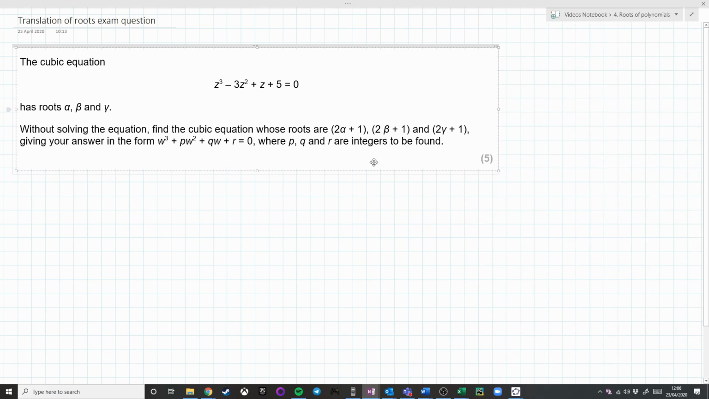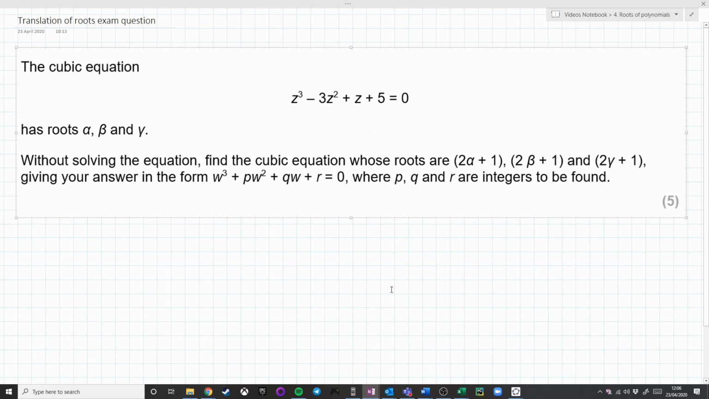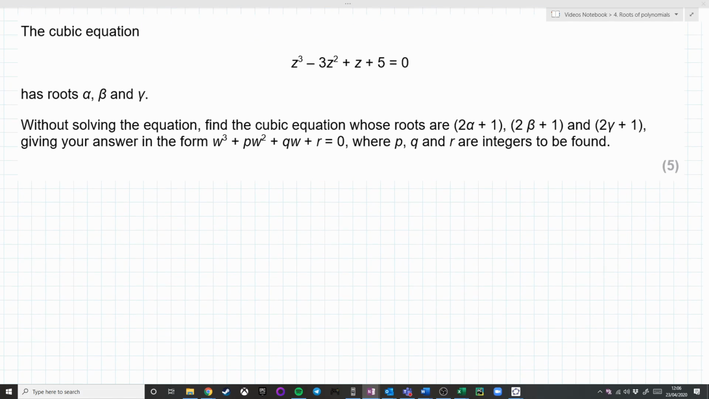So now we're going to have a look at what an exam question might look like on this. So it might look something like this.